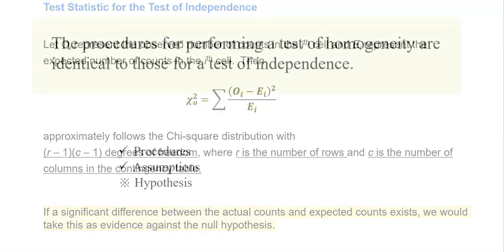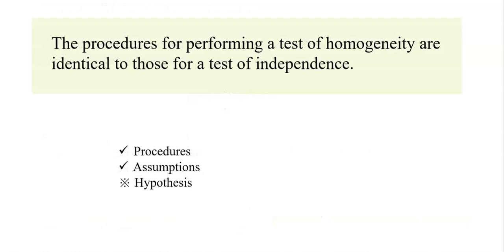So for test of independence and test of homogeneity, we apply the same procedures, same assumptions, same test statistics. The only difference is the hypotheses that we define and the conclusions that we make based on these hypotheses.